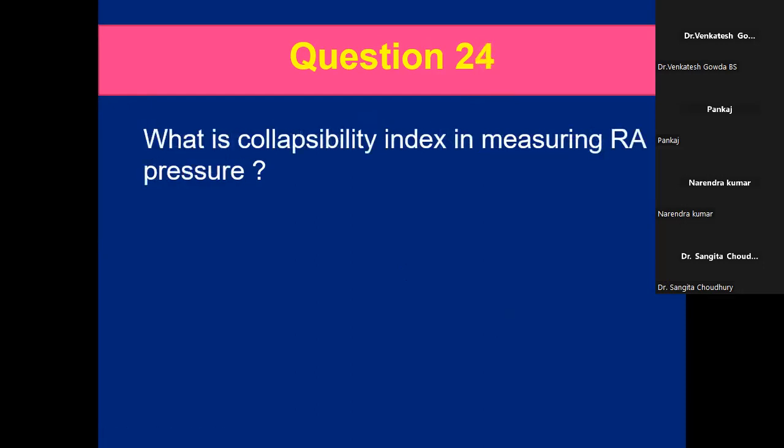What is the collapsibility index of RA pressures? Less than half, sir. Collapsibility of the IVC will determine the pressure in the RA. Maximum minus minimum divided by maximum will be the collapsibility index.